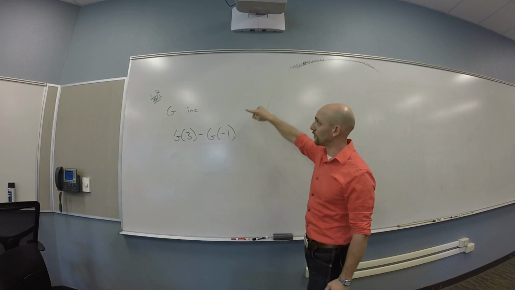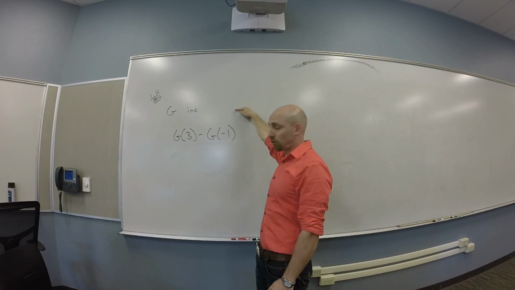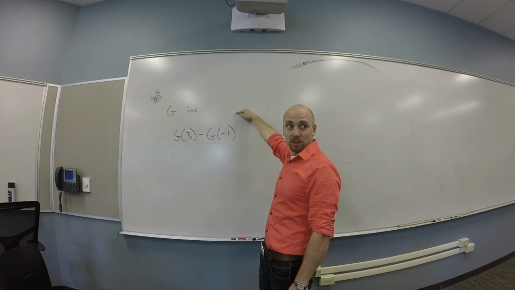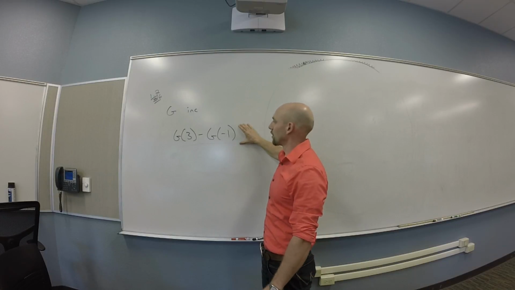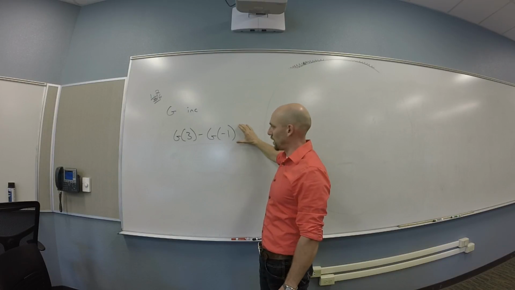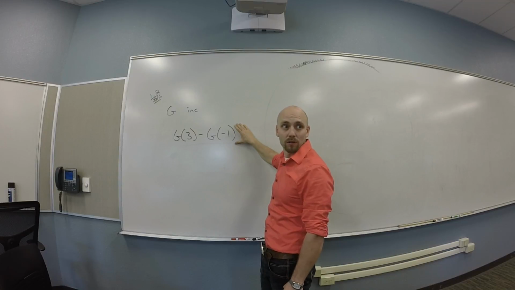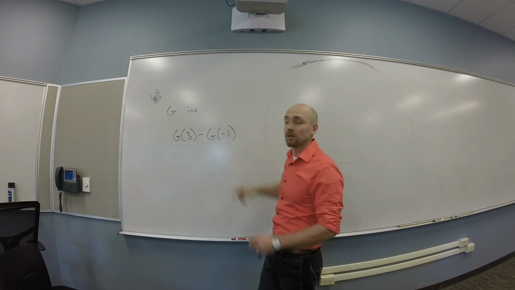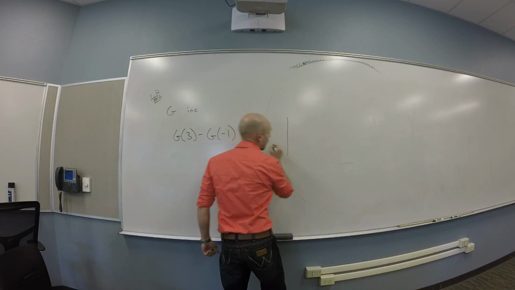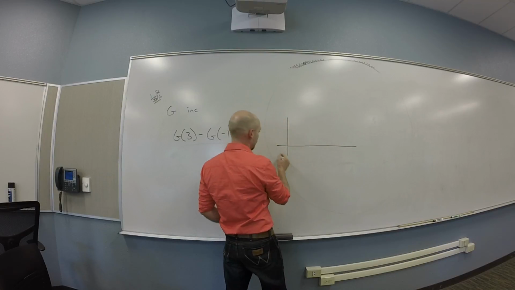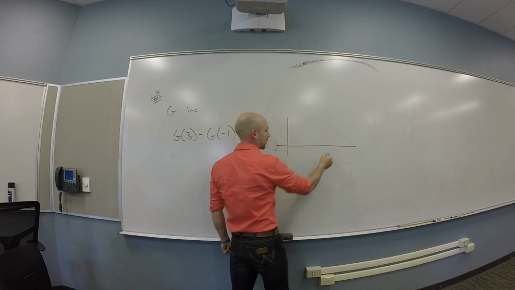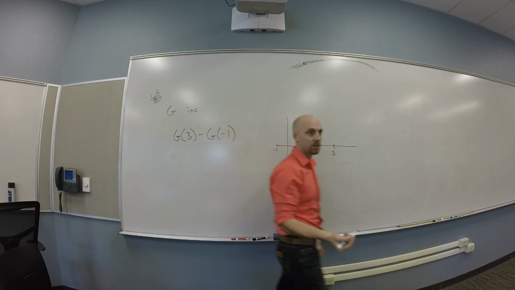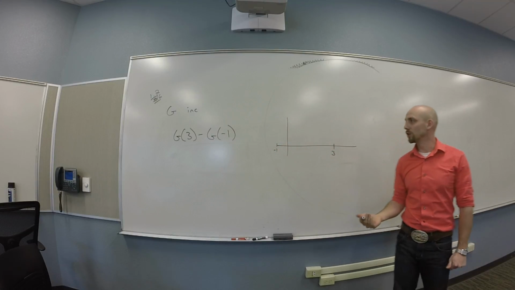All right, so for 16 and 1.2, we know the function g is increasing. And then they want us to make some kind of statement about g of 3 minus g of negative 1. Okay, so maybe here's negative 1. 3's over there someplace. What do I know about this function in between those values?